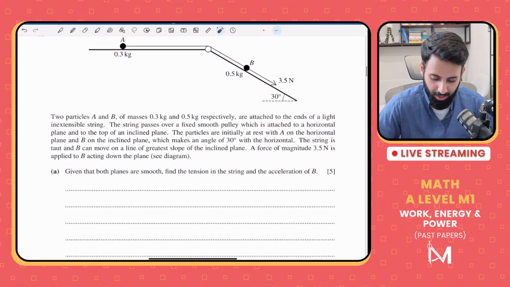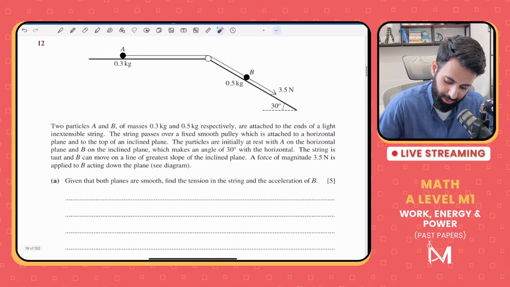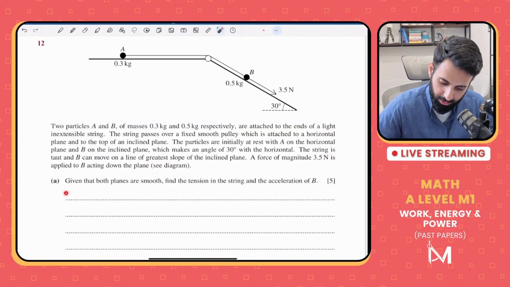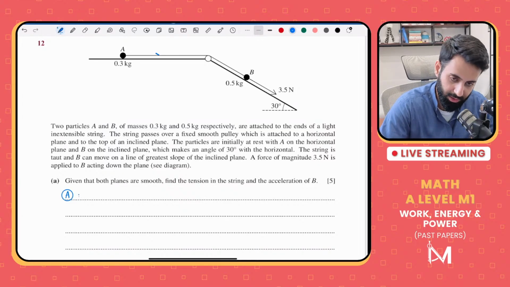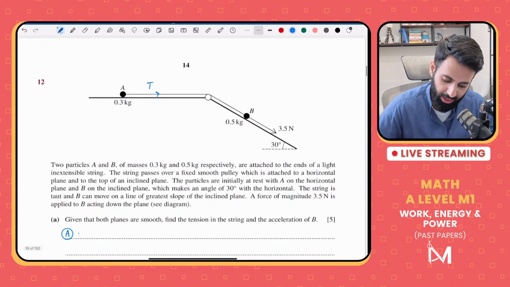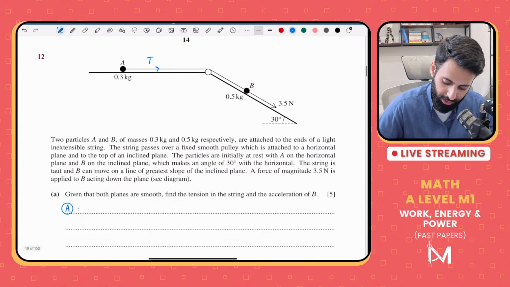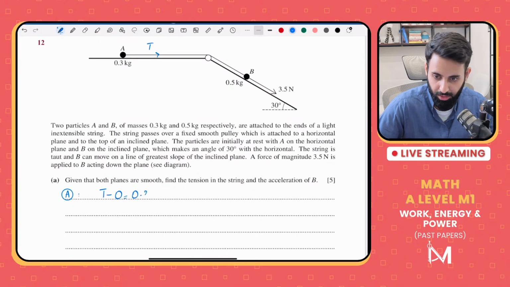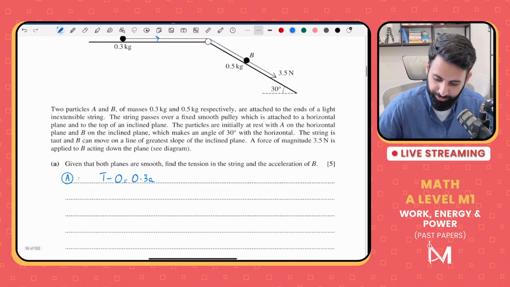Given that both planes are smooth, find the tension in the string and the acceleration of B. So let's resolve from A's perspective. Because it's smooth, there's only tension acting towards the right. There is no friction force. So T minus 0 is simply equal to 0.3a. That's it. Nothing to worry about.